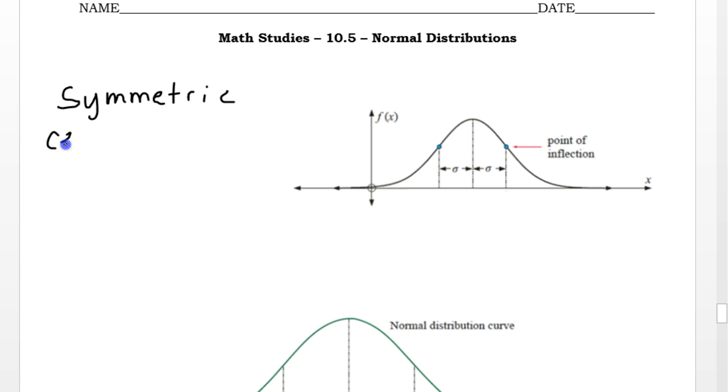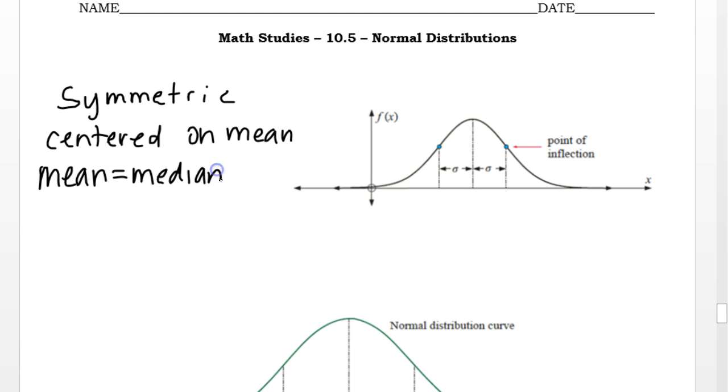They are centered on the mean, and actually the mean, the median, and the mode are all the same value, right in the middle. Okay, so we are going to use this symbol for the mean. It's a Greek letter called mu. It looks kind of like an M or a U merged together, which is why it's called mu.